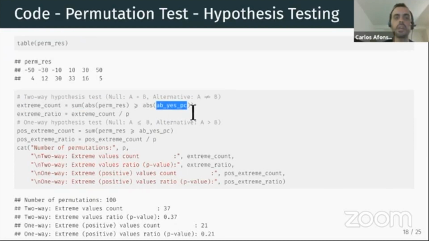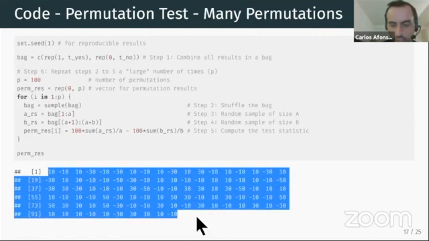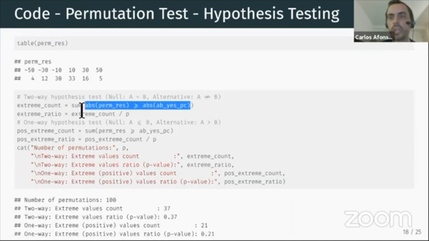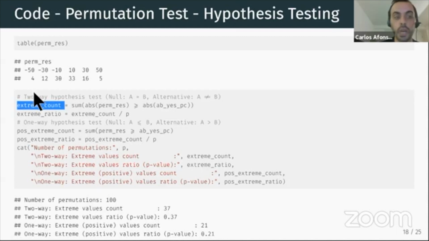So the ABS percent is the observed result of 30%. And here what you are doing is selecting all the values in the permutation result that are larger or equal in absolute value to the observed 30%. And then we can sum those. This is going to return true or false for each of those values, and when we sum, we get the count of the number of values that satisfy that condition as being larger or equal to the observed difference. Okay, so that's how we can do the extreme count for the two-way hypothesis test.